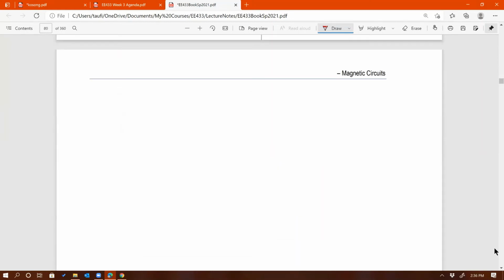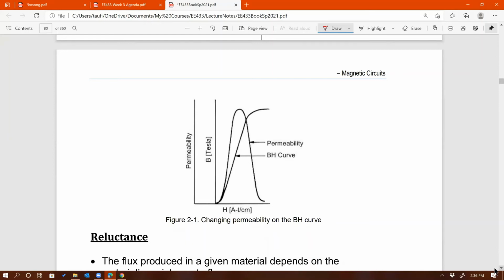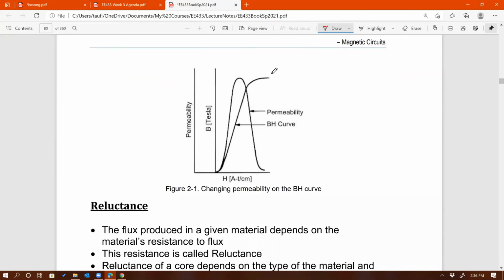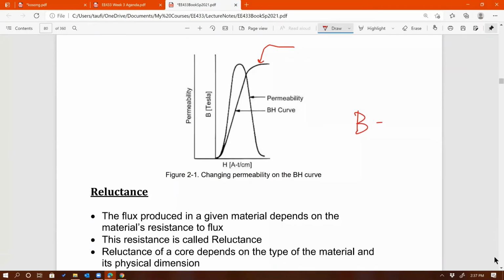Here's the picture to show you that we have a BH curve right there, right? That's what you're familiar with. And then the slope, right? Don't forget that B is equal to mu H. So if you plot B against H, then mu must be the slope, right? So the slope of the BH curve corresponds to the permeability, right?